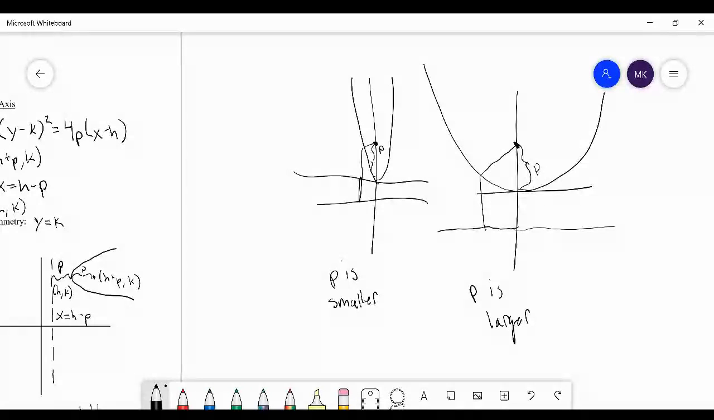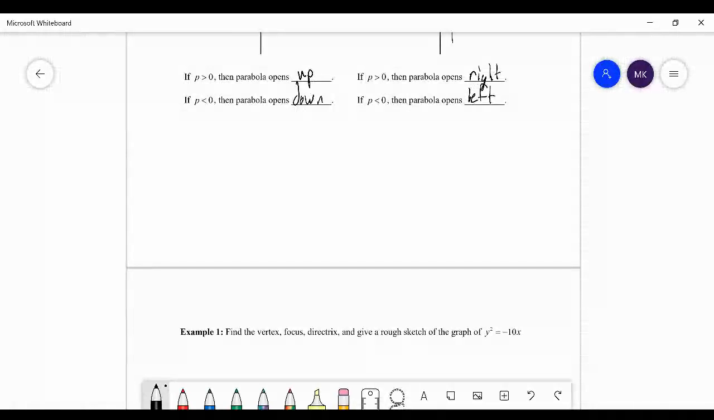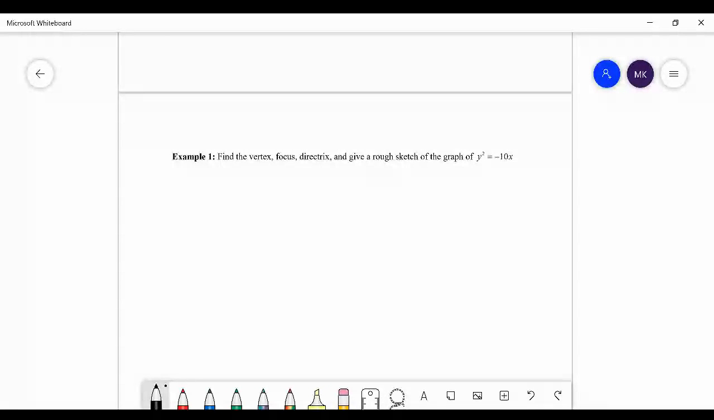So the bigger the p-value is, the wider our parabola is. That's a nice thing to know. We can look at a graph, identify its p-value, and figure out whether it's going to be really wide or really narrow. The difference from say 3 to 5 isn't going to matter much; we know the p-value of 5 is going to be wider. But if p is 1 or 100, the 1 is going to be pretty normal and the 100 is going to be pretty wide. And if p is 0.01, we know it's going to be really narrow.